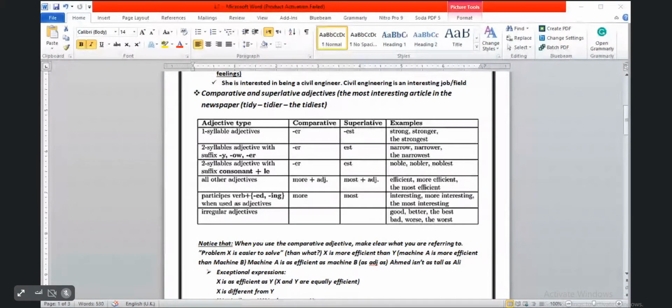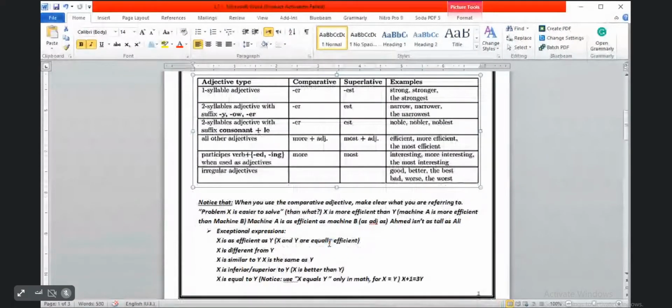Okay, we have another volunteer here. Haider Wadood? Yes, sir. Do you have an example for comparison? Our college is smaller than the other colleges. Yes, our college is smaller than the other colleges.